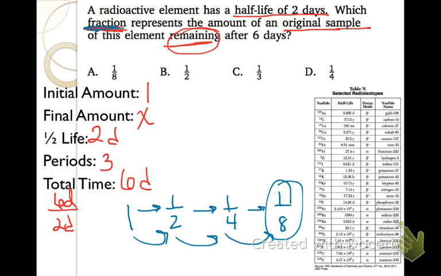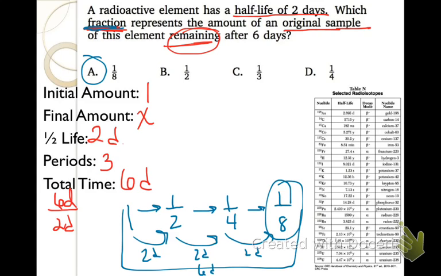Each one of these times is 2 days, so 2, 2, and 2. The total time should be a total of 6 days. That's what we have here. So 1/8 is the amount remaining, or the fraction remaining.